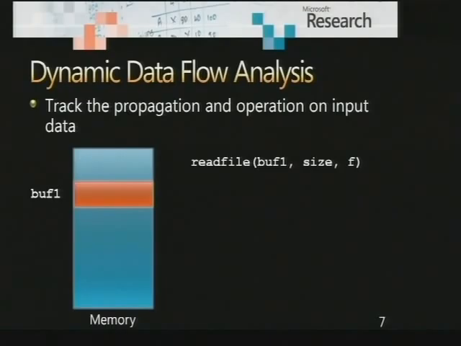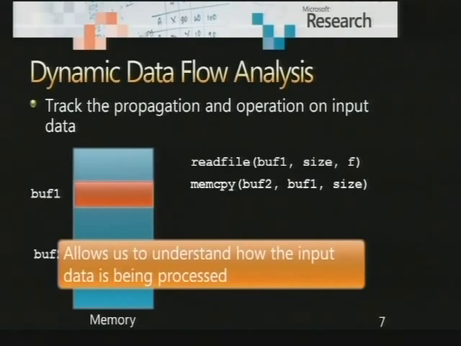When we read the input, we mark the buffer that stores the input as tainted. We also track the taint propagation, so when the memory is copied to another part of the memory, we mark the destination buffer also as tainted. Dynamic data flow analysis allows us to understand how the input data is being processed. So I want to introduce dynamic data flow analysis because the zero-day attack detector and the following work about Tupni both used this technique.